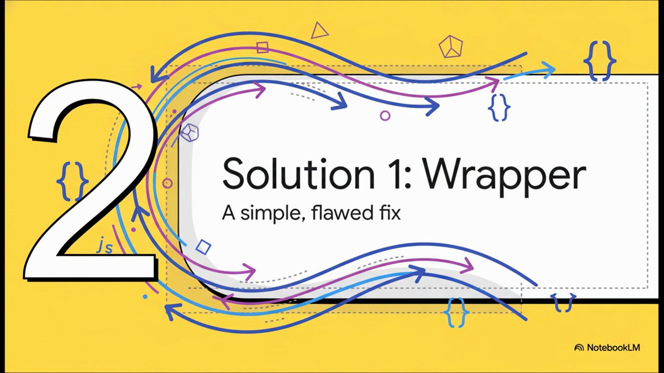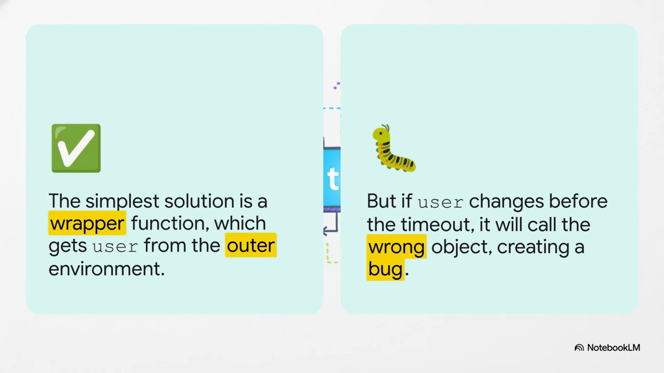Well, the most intuitive fix, the one most of us try first, is to just use a wrapper function. Instead of passing the method directly, we wrap it up in a little anonymous function. And you know what? This totally seems to work. The arrow function remembers the user from the scope around it. So when it calls user.sayHi, everything connects perfectly. Problem solved, right? Well, not so fast.